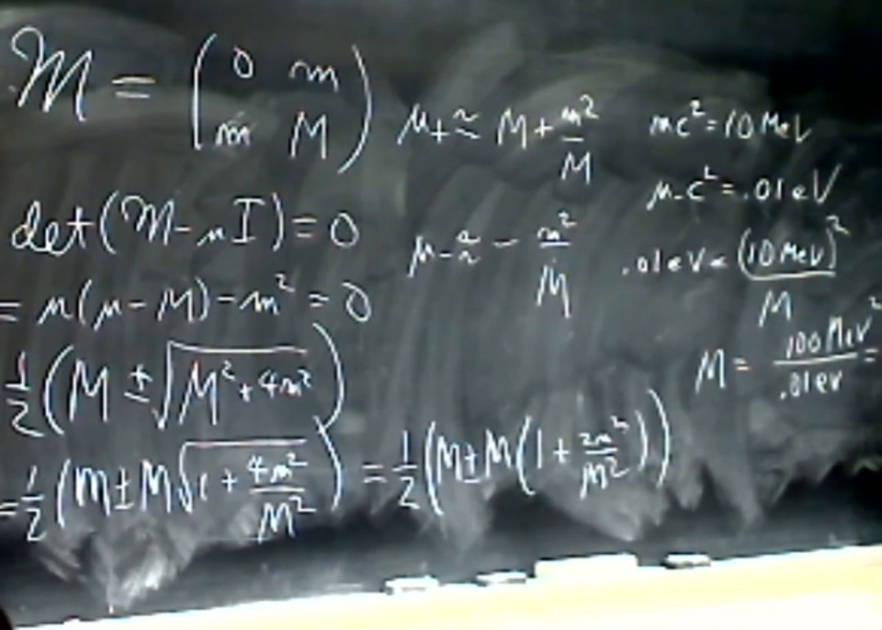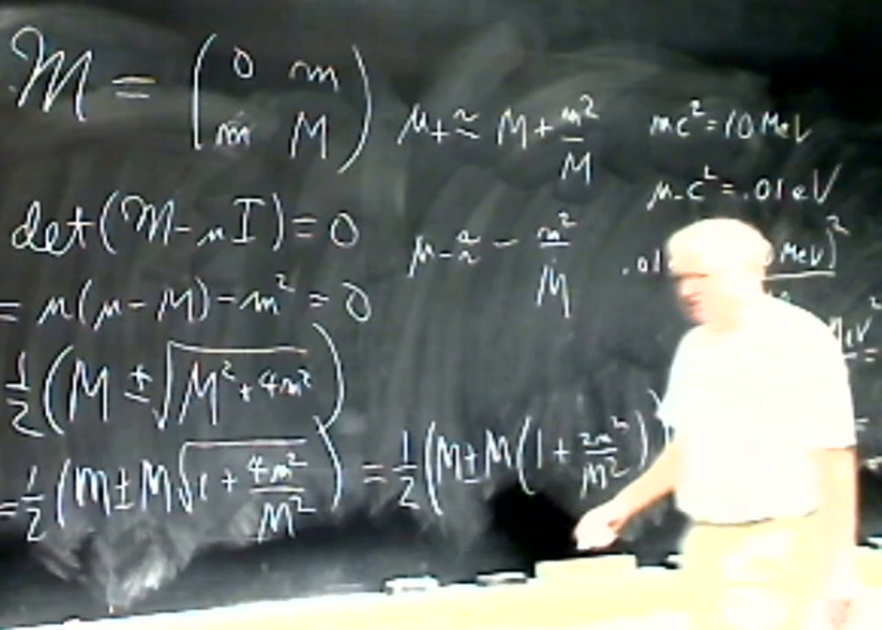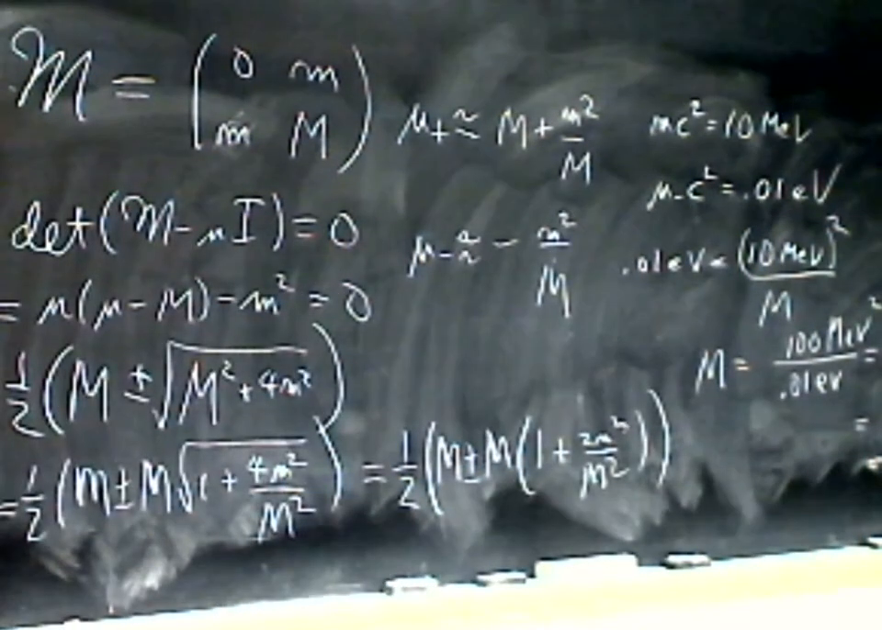And so that gives us, here we have 10 to the fourth, and then we have an MeV over eV is 10 to the sixth, and then we have an MeV. And so I'm getting 10 to the 10th MeV, which is then 10 to the 7th GeV, the mass of a proton being, mc squared for a proton being about a GeV. So this is 10 million times the mass of a proton.